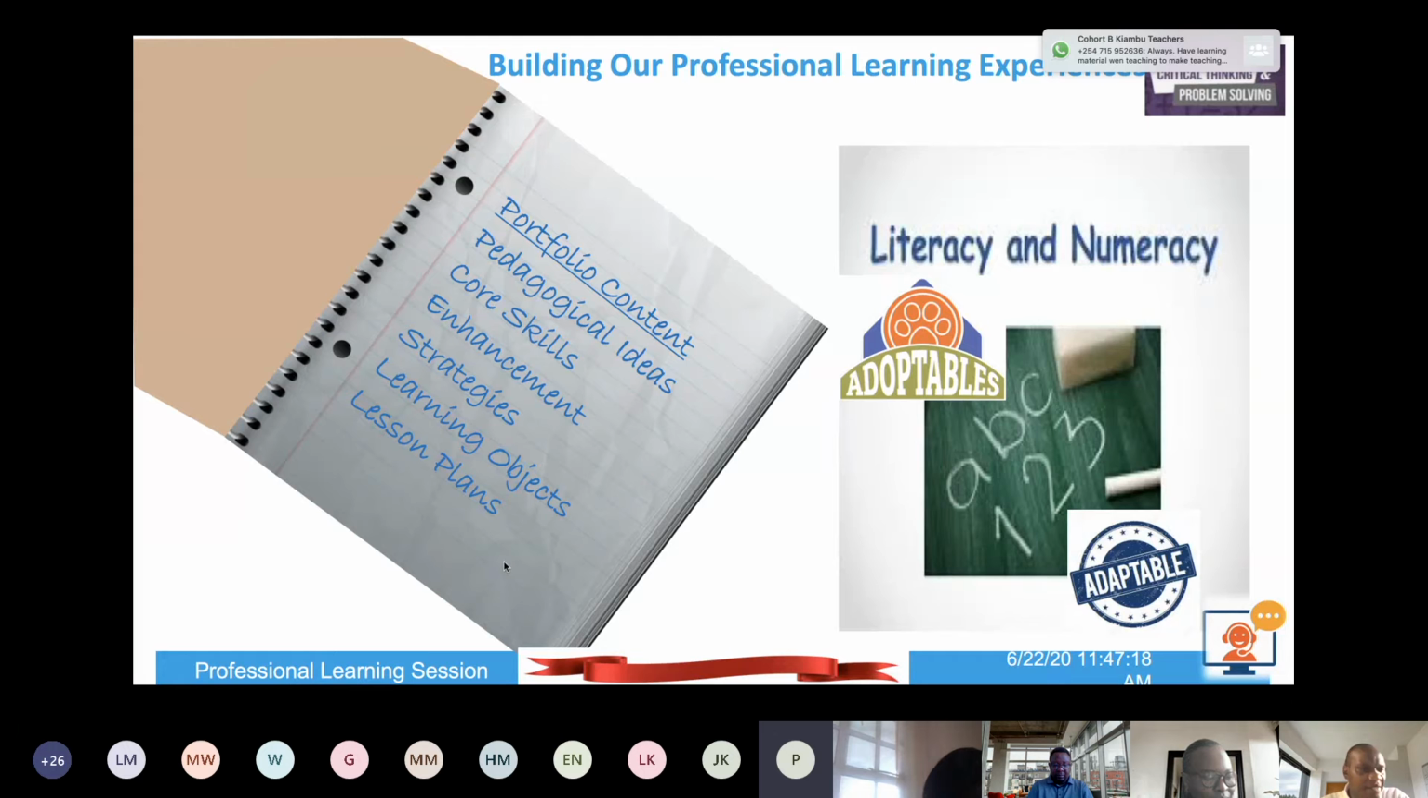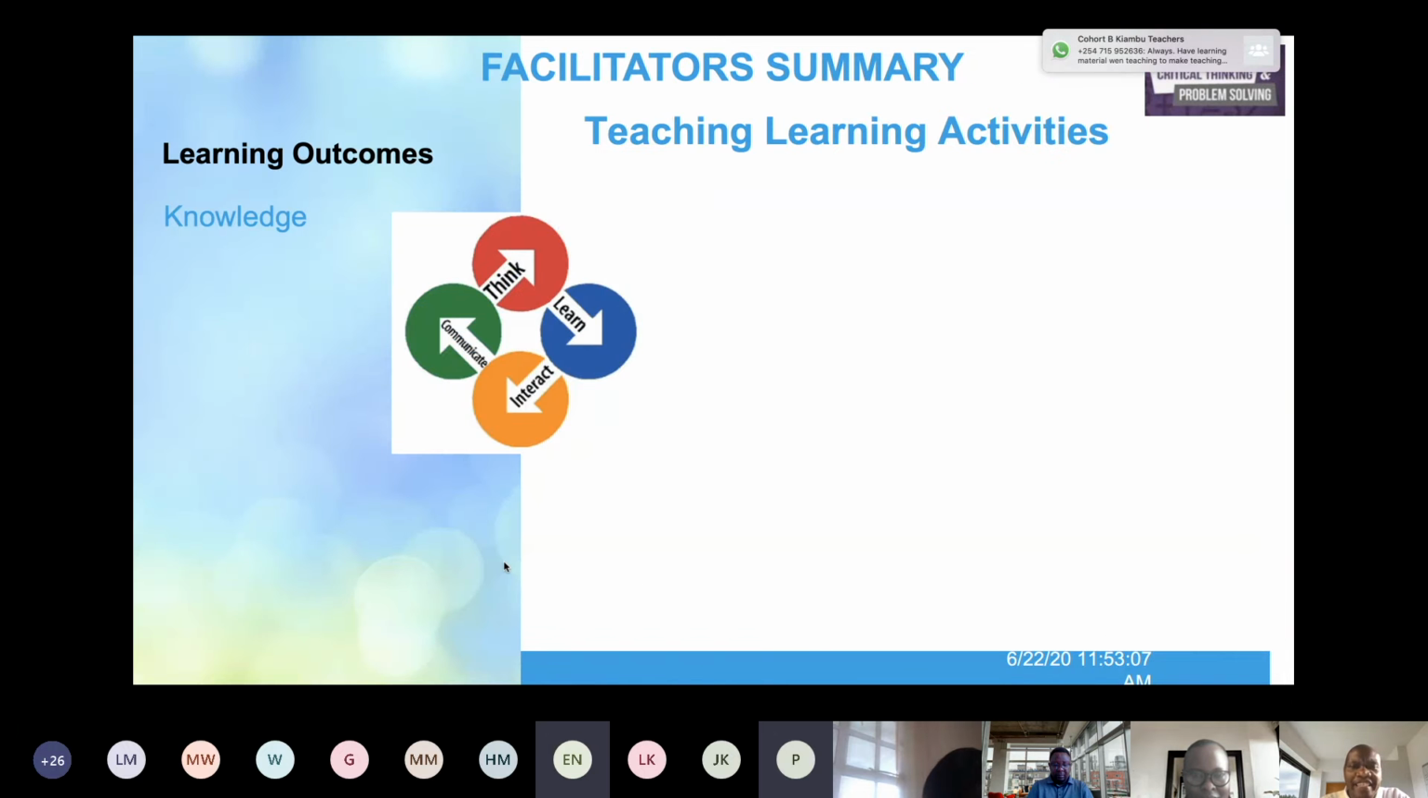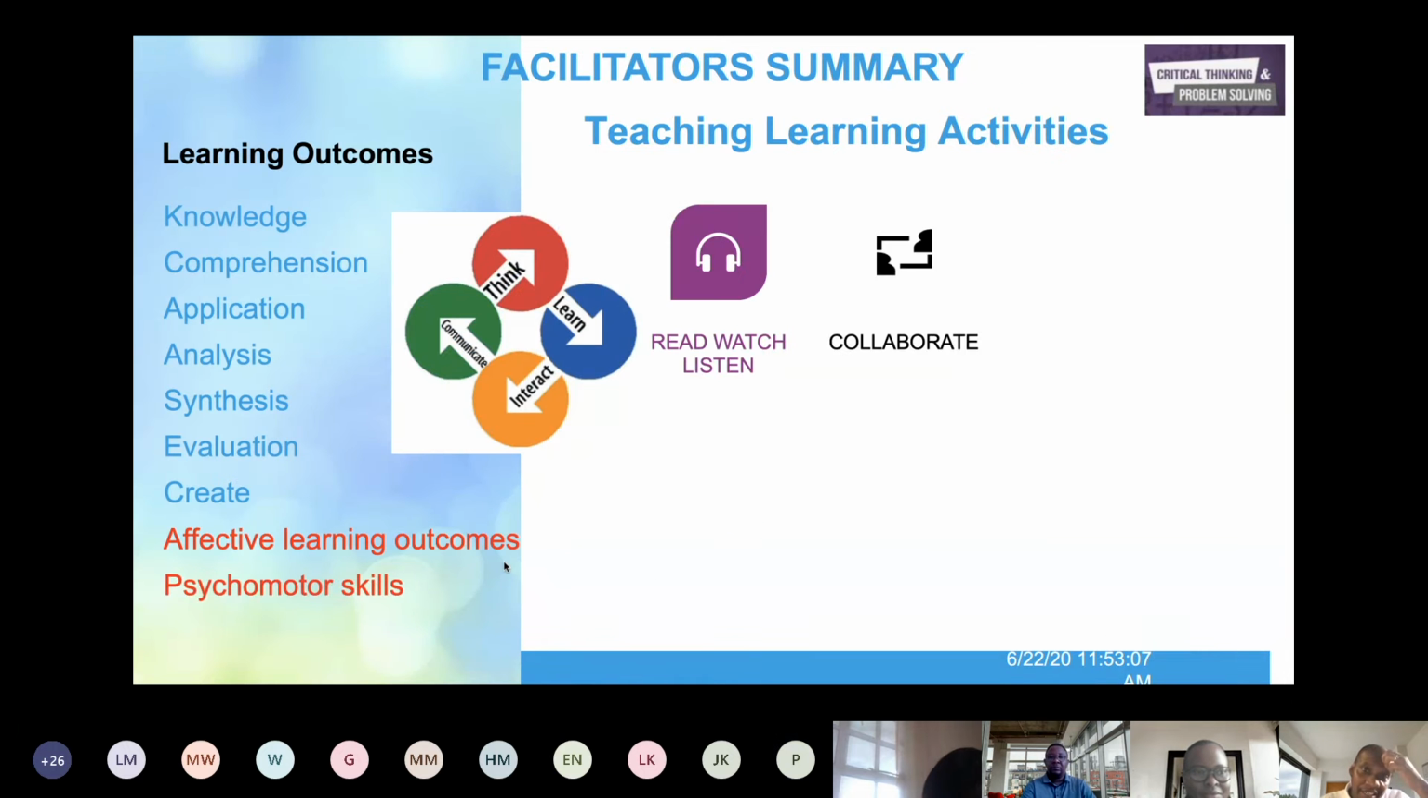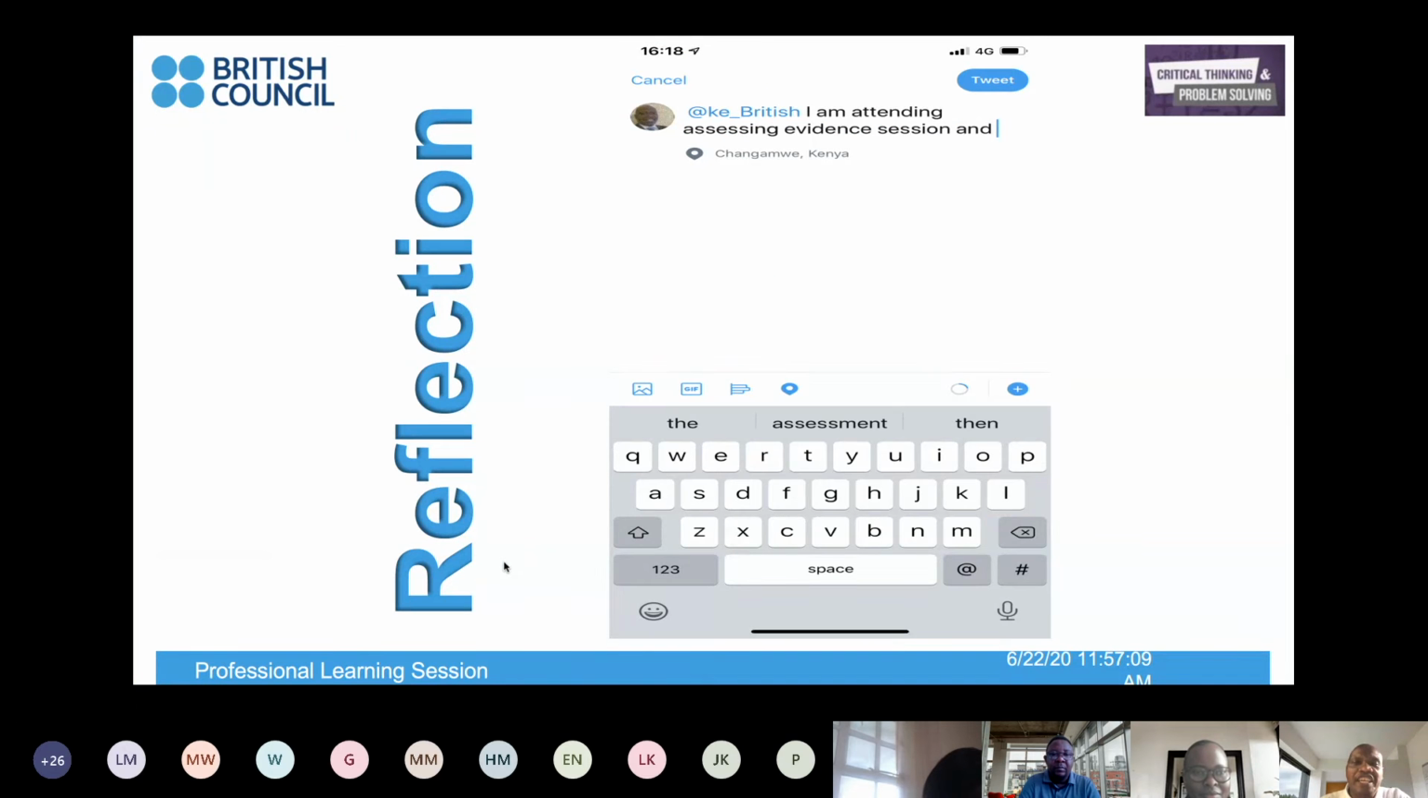Thank you. So we would like to reflect as we end the lesson. Can you write your reflection by finishing the tweet from there? You say, at British, I am attending assessing evidence session, and can you finish that sentence as part of your tweet when we are finishing our session? A tweet cannot have more than 144 characters, not more than 20 words. So we want you to finish with that statement.